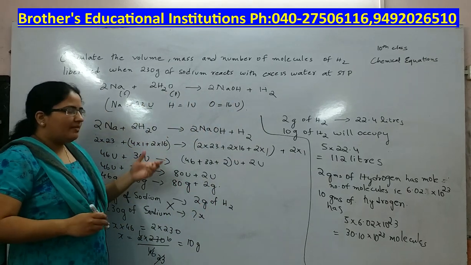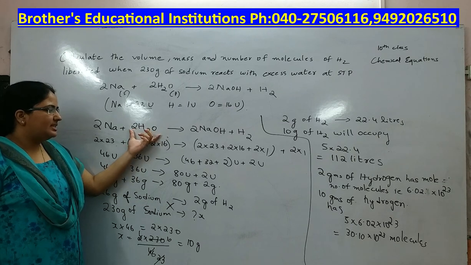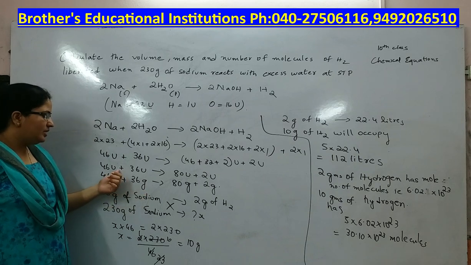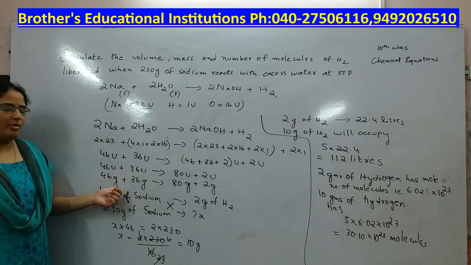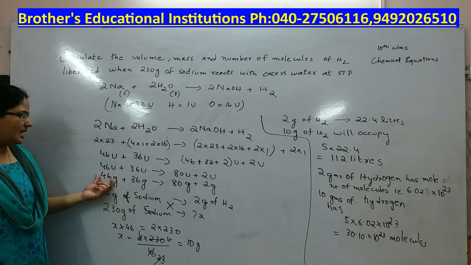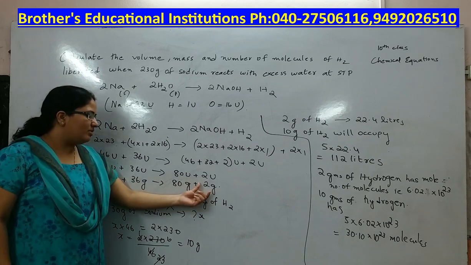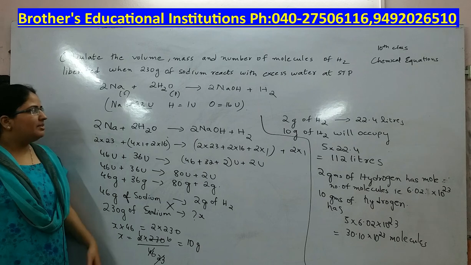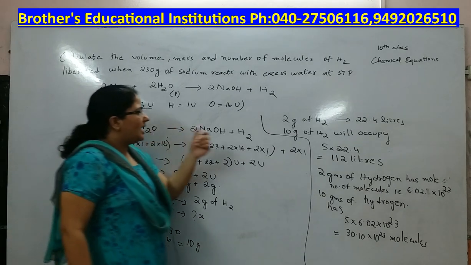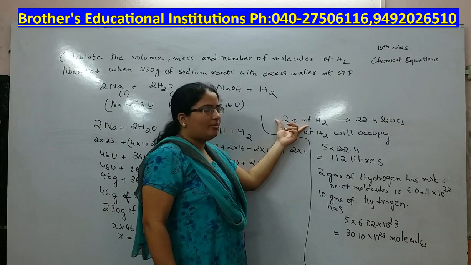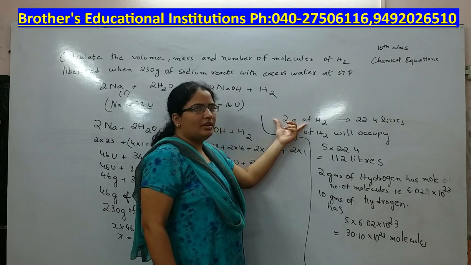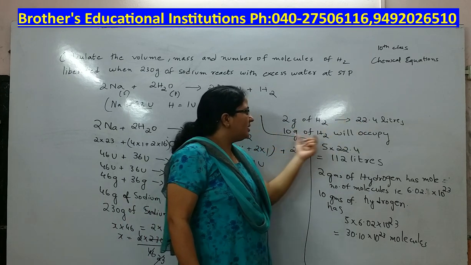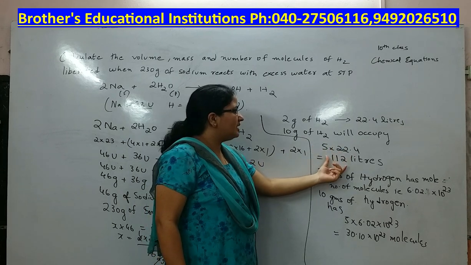First of all, we have written the given chemical equation, we have balanced it, then we are writing its mass, then we are converting into grams. U is taken as grams when you are taking mole number of molecules. Then 46 grams of sodium is giving 2 grams of hydrogen. So 230 grams of sodium will give us 10 grams. Similarly, 2 grams of H2 is 1 mole. It is occupying 22.4 liters. So 10 grams will occupy 5 into 22.4 liters, that is 112 liters.